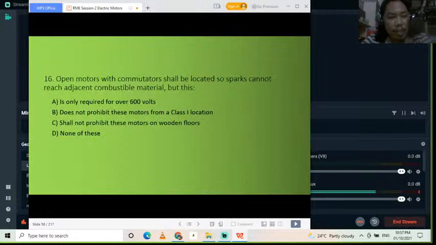Number 16. Open motors with commutators shall be located so sparks cannot reach adjacent combustible material, but this blank is only required for over 600 volts, does not prohibit these motors from a class 1 location, or letter C, shall not prohibit these motors on wooden floors. Ayan. So, correct answer dyan, letter C. Okay. Shall not prohibit these motors on wooden floors. Okay.